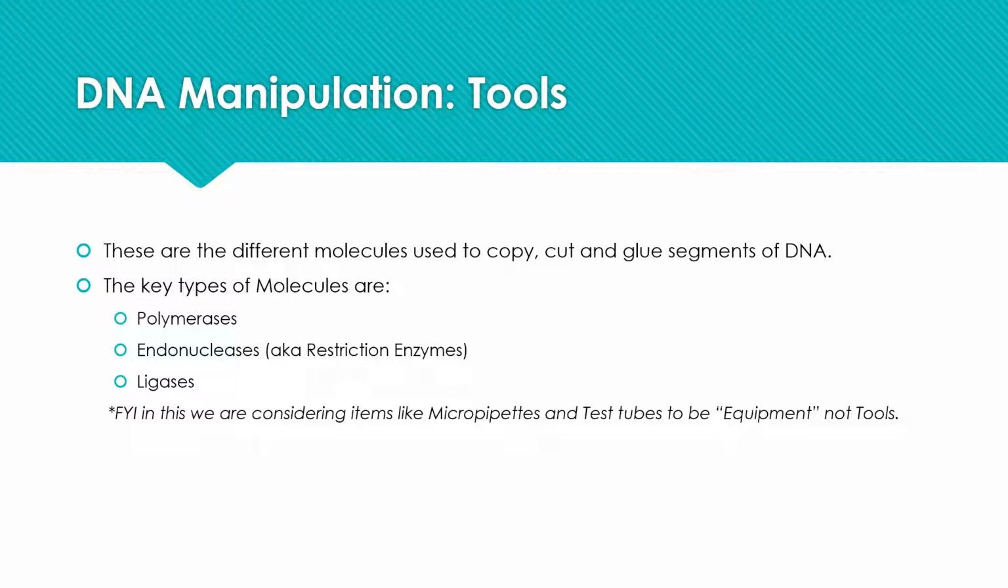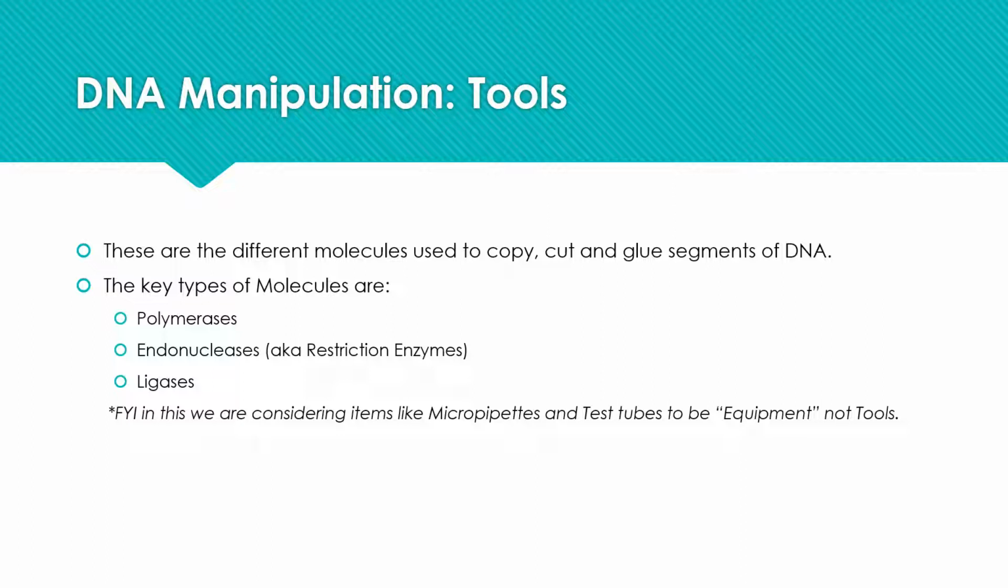And what we mean by tools are the different molecules that are used to copy, cut, and glue different bits of DNA together. It's important to note that if you're thinking of things like micropipettes or test tubes or like tweezers or scissors or those sorts of things, for our purposes, those are going to come under equipment, not tools. Tools are molecules in this scenario. So it's the different types of molecules that we're actually using.